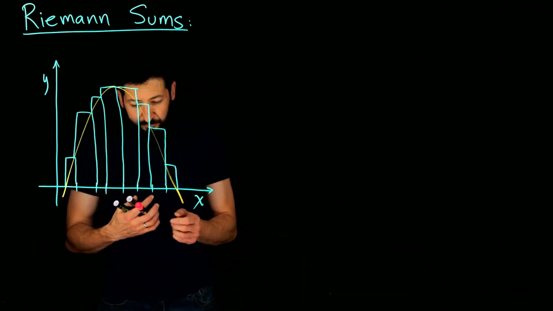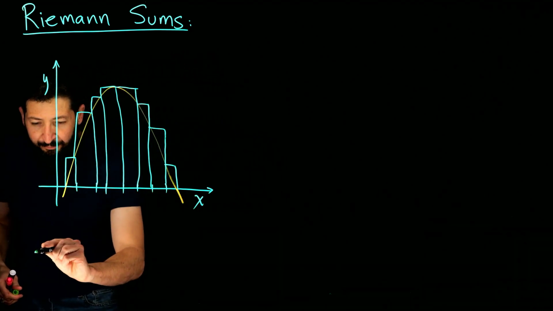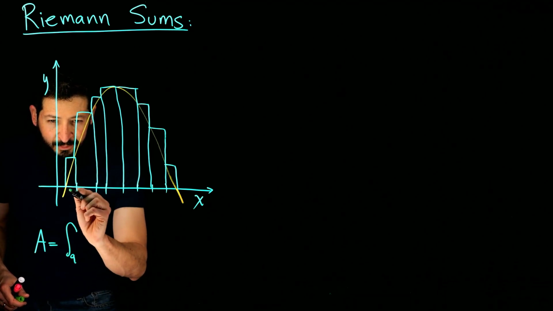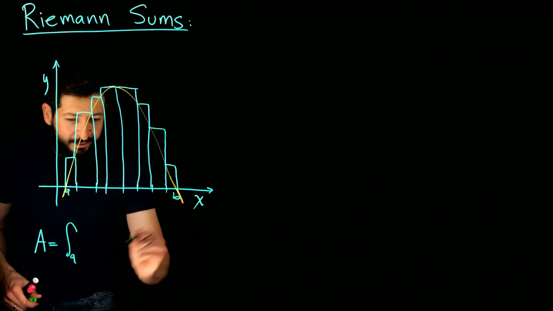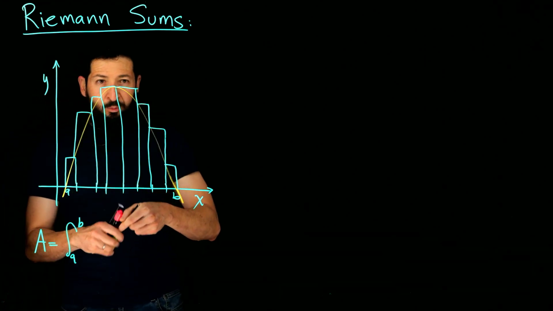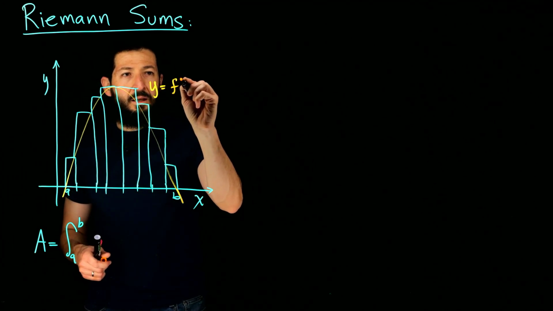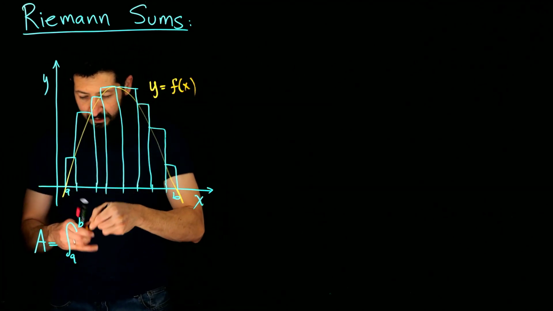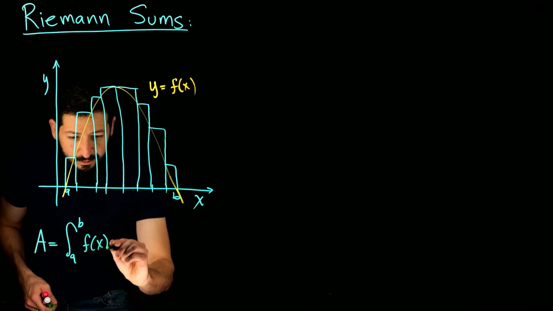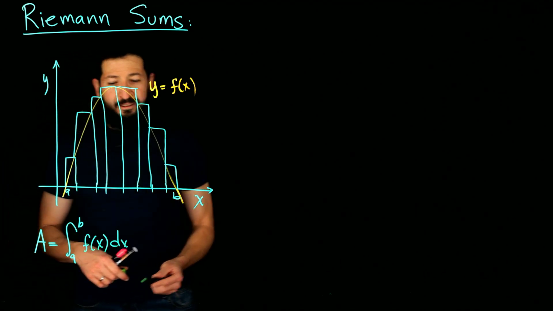So in that sense, then you would say that the integral, which is going to be the area, is going to be the integral from a to b, meaning a being this endpoint, b being this endpoint, of the function, which I should have told you is y equals f of x, so the integral of the function. And then we say we're integrating with respect to x. This is going to be the dx, the differential.